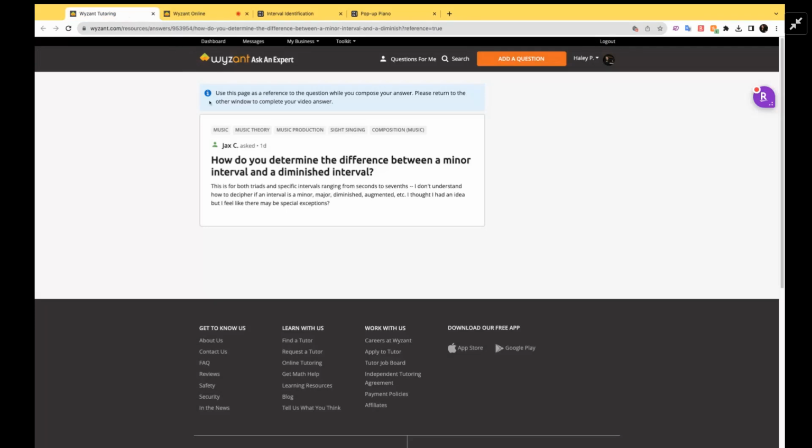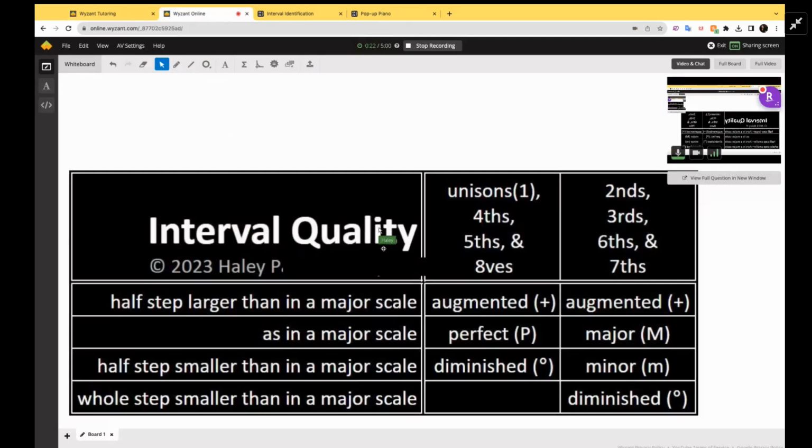Jack's question is a very good one. How do you determine the difference between a minor interval and a diminished interval? And I believe that Jax is also asking about minor, major, diminished, augmented, etc. How do you determine this? This is what we call the quality of the interval. And I'm going to show you how.